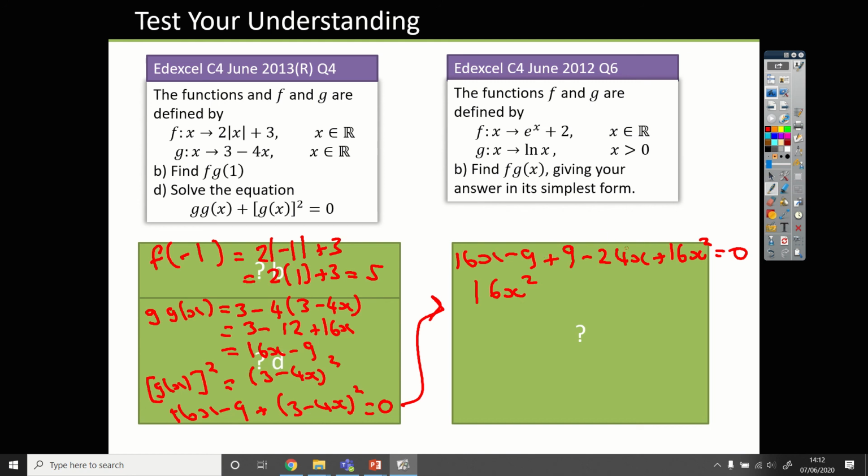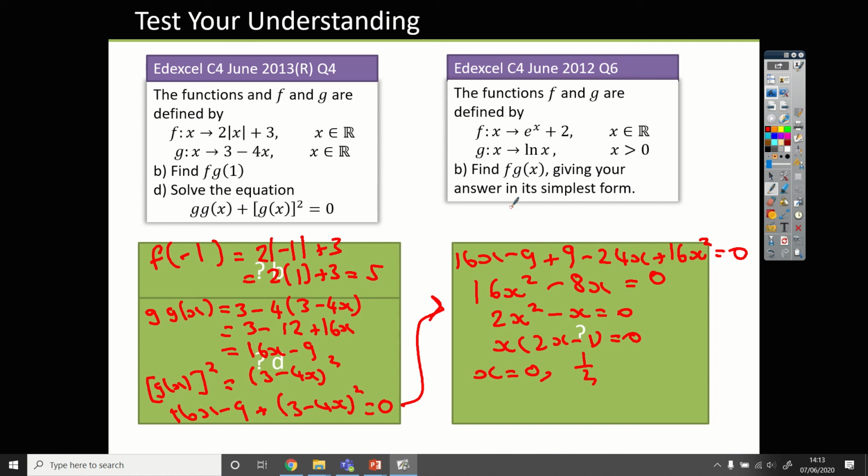How many x's? 16x minus 24 is minus 8. Minus 9 plus 9, and that looks like that's it. Divide by 8. Factorize. And get your solutions. X equals 0 or a half. There we go. I'll leave you to do this one. Fg of x should be something quite nice if it's e to the x and ln of x, but I'll leave you to have a look at that.